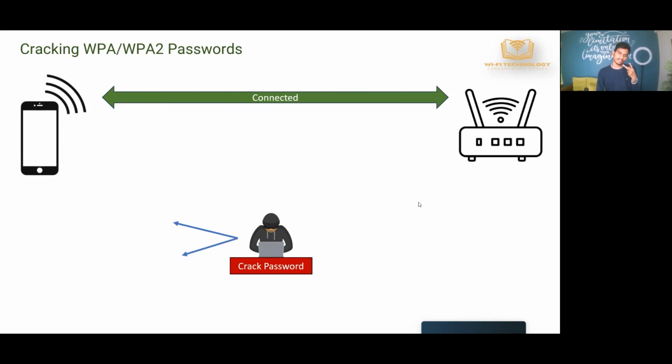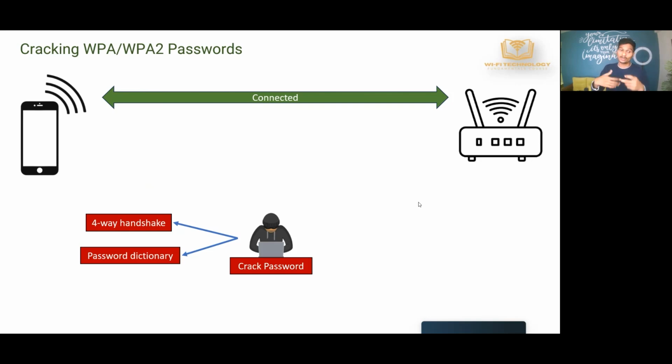One is the four-way handshake and the other is a password dictionary. The password dictionary he can get from the internet, millions of passwords, or he can create his own dictionary with guessed passwords. He can guess some passwords, keep a list, and keep trying this attack with each password. Okay, and what else does he need? He needs a four-way handshake.